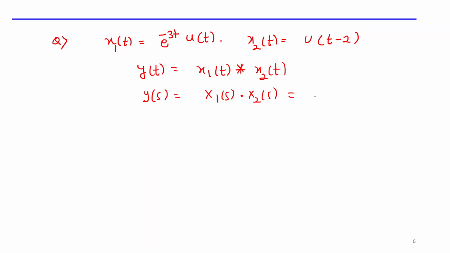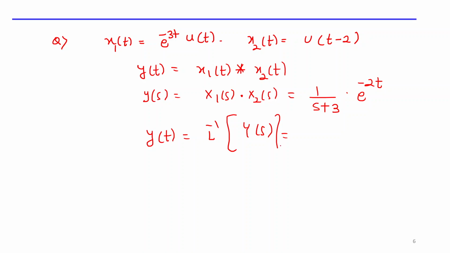I'm directly writing here that the Laplace transformation of x1 is 1 by s plus 3, and for x2 of t, the Laplace transformation is e to the power minus 2s. Simple. So now finding y of t, you take the inverse Laplace transformation of Y of s. You find the answer and you will get the signal y of t. This is one way. What is the other way?